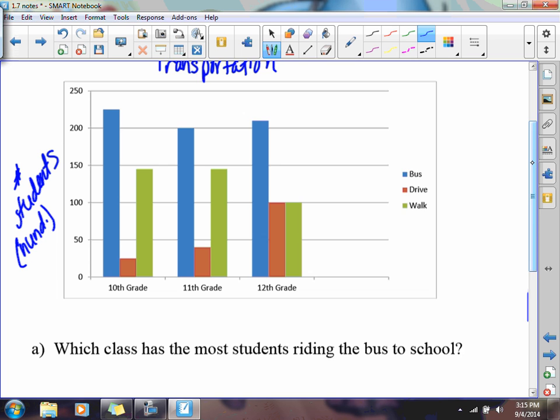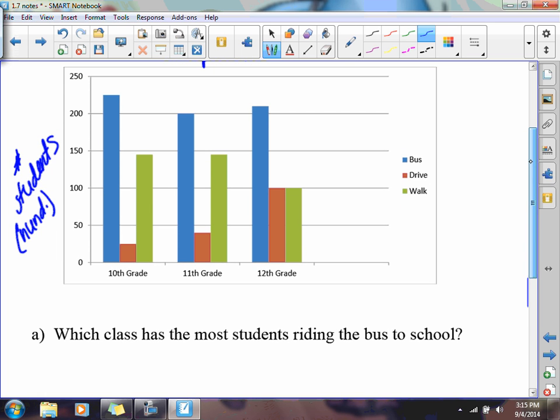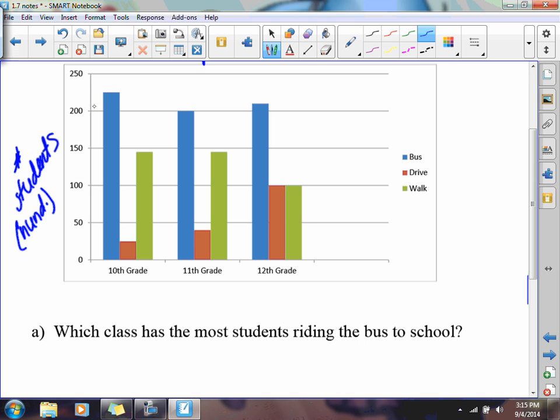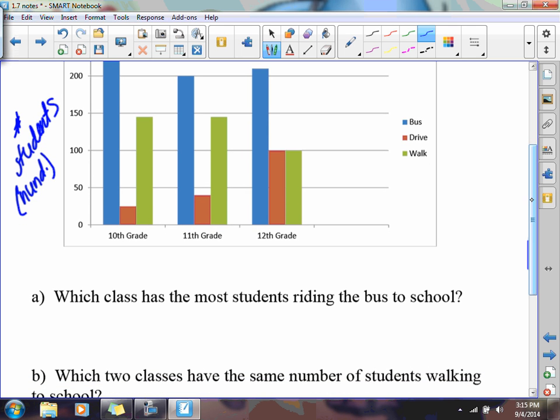And it doesn't say how many. It looks like it might be 225 maybe, since it's between 200 and 250. Looks like it's kind of in the middle. But we aren't asked at this moment to interpret how much it actually is. We need to know which one is the most. So that's going to be our 10th graders, our sophomores.